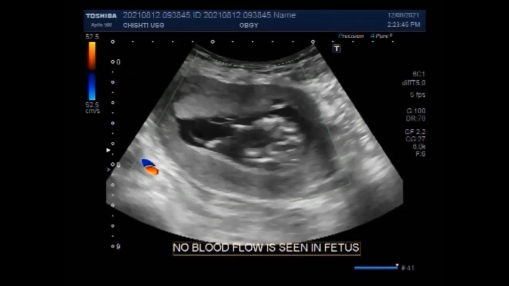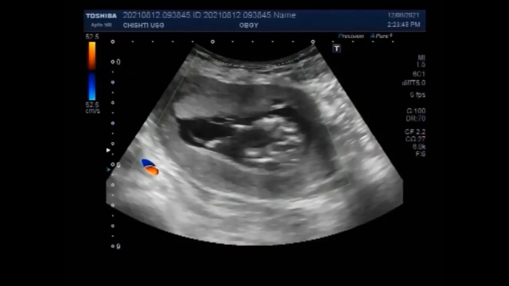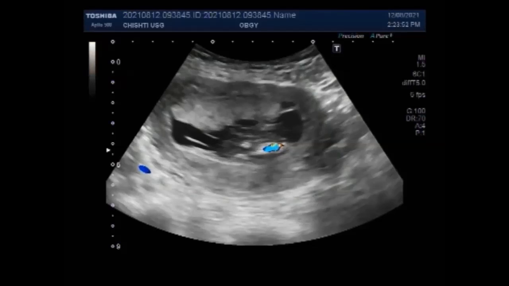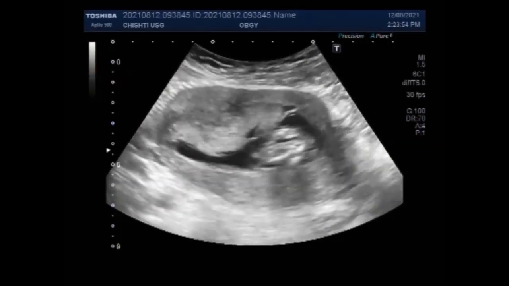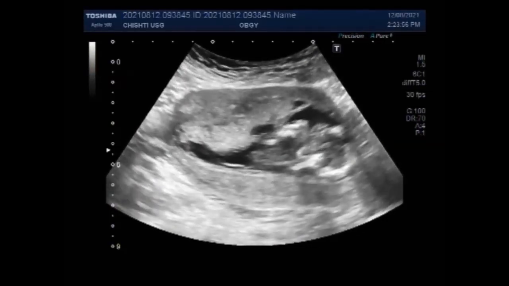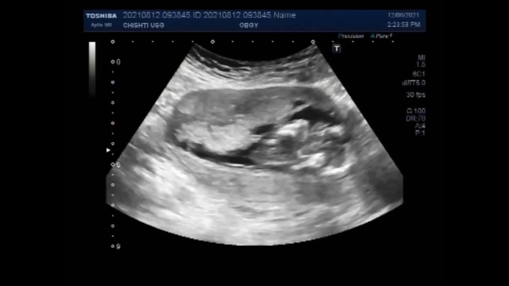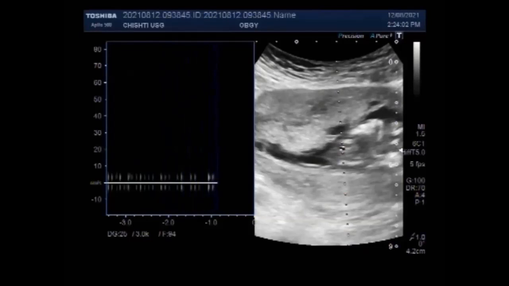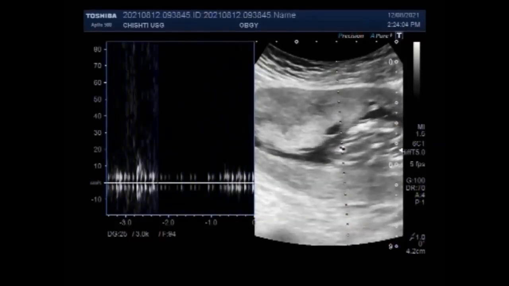So there is no blood flow seen inside the fetus, and no fetal cardiac activity is visible with no fetal limb movements. You can see there is no fetal cardiac activity.